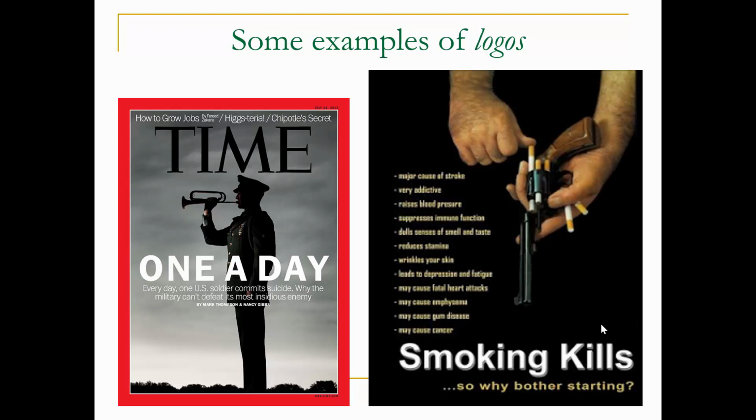And then smoking kills, so why bother starting? So the argument there is, don't start smoking. And then they give you all these reasons. So major cause of stroke, very addictive, raises blood pressure, suppression of immune function, on and on. And these are all kind of scientific, health-related facts. But then you've also got this very emotional image combined with it of a gun being loaded with cigarettes. So you've got logos and pathos at work at both of these.